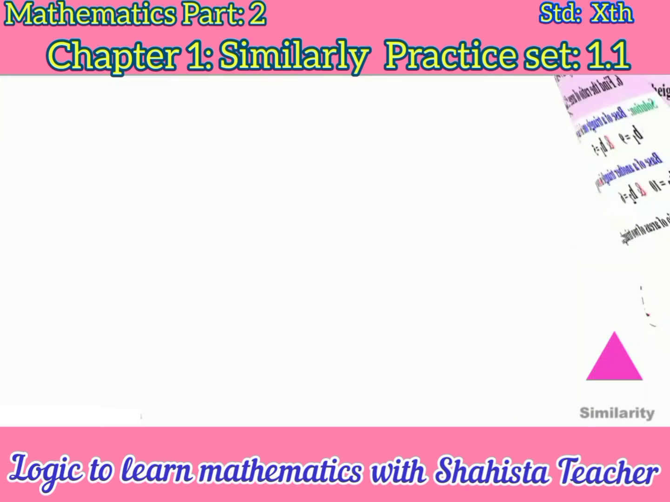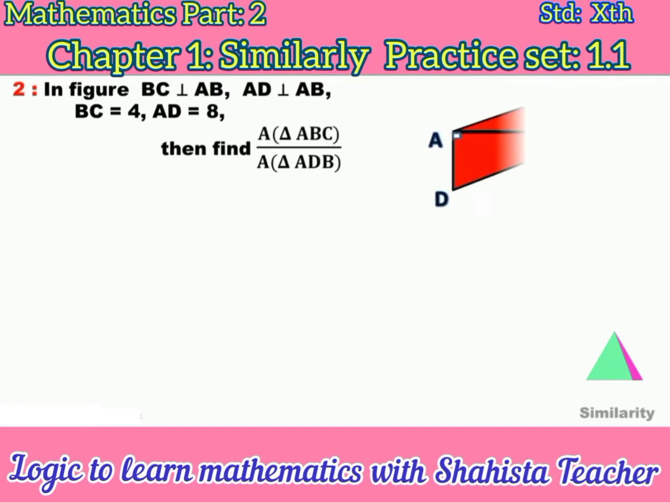Now let's solve question number 2. Let's read question number 2. In the figure, BC perpendicular AB, AD perpendicular AB, BC is equal to 4, AD is equal to 8, then find the area of triangle ABC upon area of triangle ADB.